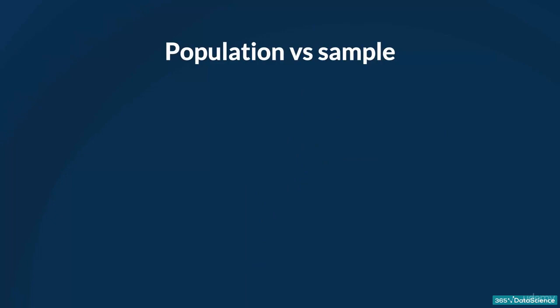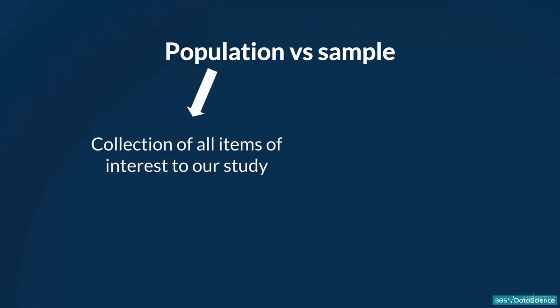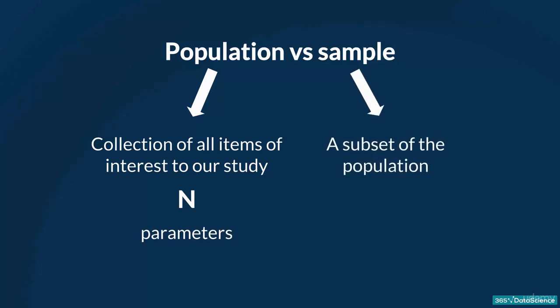A population is the collection of all items of interest to our study and is usually denoted with an uppercase N. The numbers we've obtained when using a population are called parameters. A sample is a subset of the population and is denoted with a lowercase n, and the numbers we've obtained when working with a sample are called statistics. Now you know why the field we are studying is called statistics.